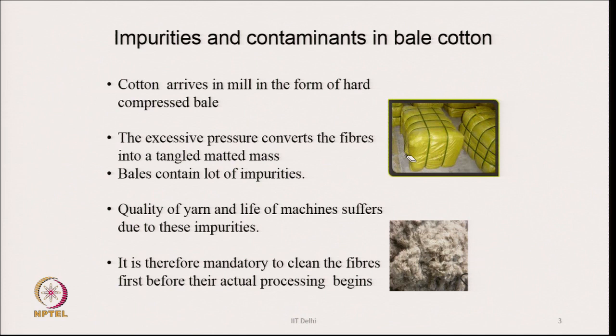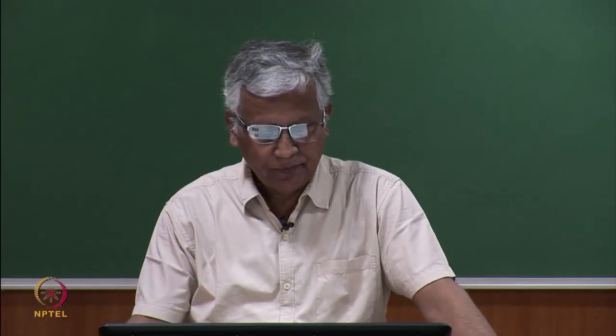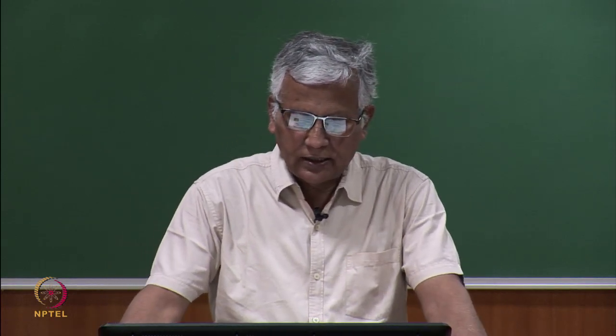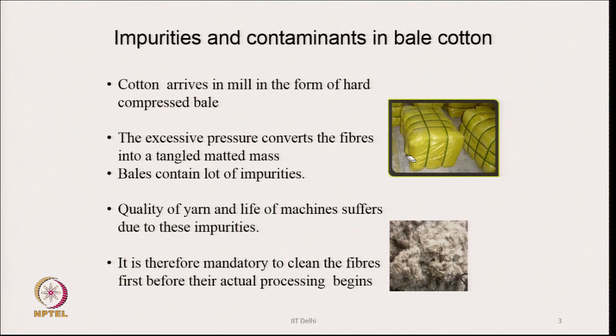Anyway, so the bale from the ginning plant arrives in the mill in the form of a bale. Now, these bales contain a lot of impurities, and quality of the yarn and the life of the machine suffers due to these impurities. It is therefore mandatory to clean the fibers first before their actual processing begins. So, the first job is to clean the fibers. Okay.